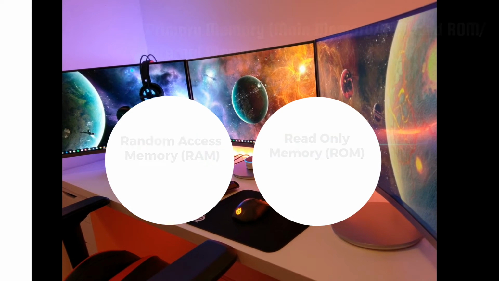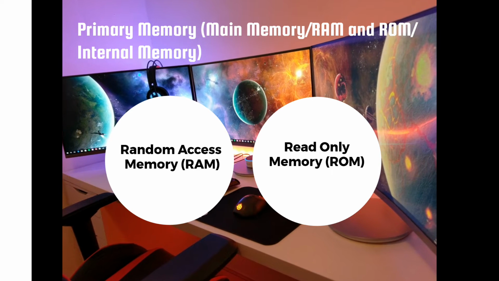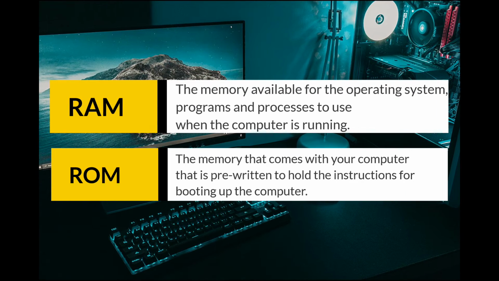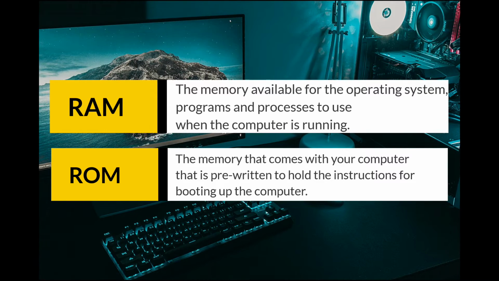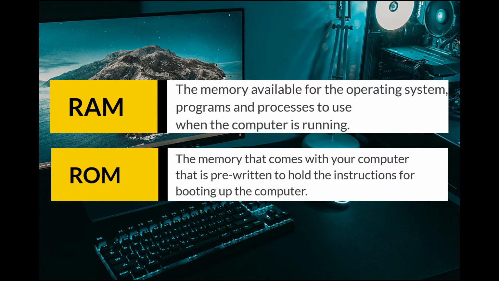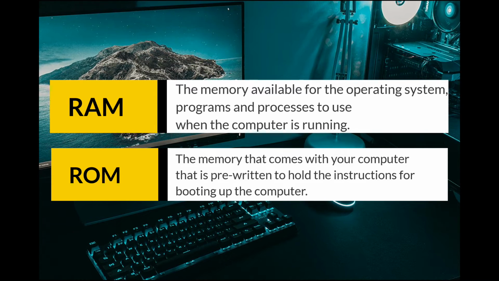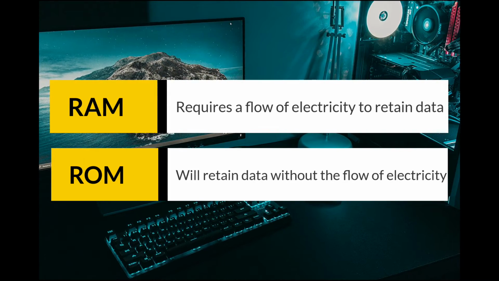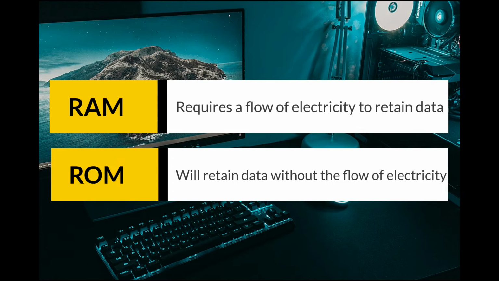Let's learn the differences between random access memory and read-only memory. RAM is the memory available for the operating system, programs, and processors to use when the computer is running. And ROM is the memory that comes with your computer that is pre-written to hold the instructions for booting up the computer. RAM requires a flow of electricity to retain data, and ROM will retain data even without the flow of electricity.